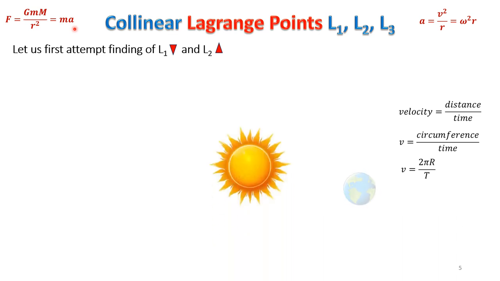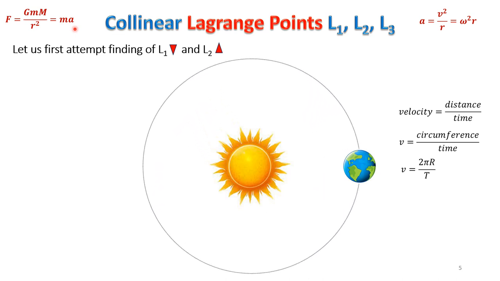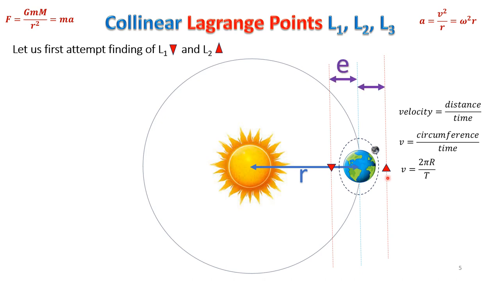Now, this is the Sun and Earth. Earth is revolving around the Sun, and the Moon is revolving around Earth. The distance between the center of the Sun and the center of Earth is r. This is point L1 and this one is point L2. They are symmetrically located on either side of Earth. L1 is between Sun and Earth, whereas L2 is outside the configuration. The distance between them is small e on either side.